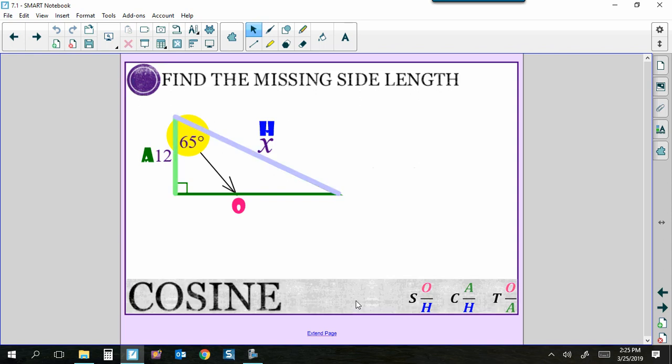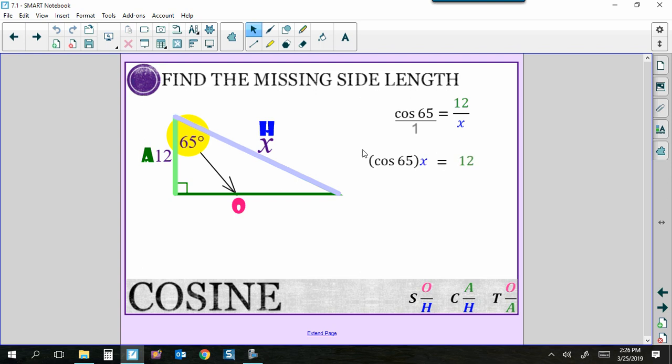So cosine of theta is always equal to adjacent over hypotenuse. In this case, theta will be 65, adjacent will be 12, and hypotenuse will be x. So there is our equation. Working through the motions, again, cosine of 65 can be made into a fraction. And now we're going to cross multiply. So cross multiplying here is going to give us this equation.